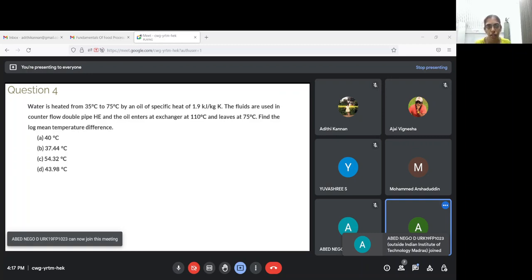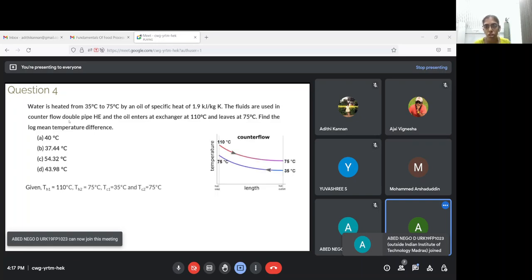So the first thing, when LMTD is asked, it's always better to first draw a temperature profile based on the kind of flow that is mentioned here. This is how a counter flow looks. Here, 1 will always indicate the temperature at which a fluid is entering, and 2 will always indicate the temperature at which it is leaving. So TH1 is 110 degrees Celsius, which is entering. TH2 is 75 degrees Celsius, the temperature at which the hot fluid is leaving. TC1 is 35 degrees Celsius, and TC2 is 75 degrees Celsius.